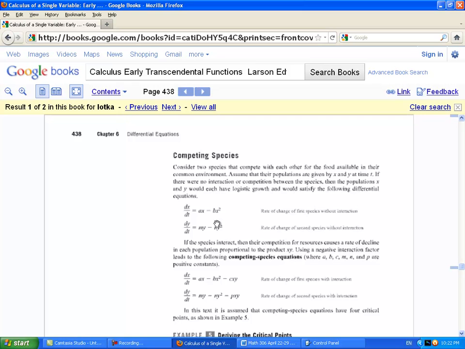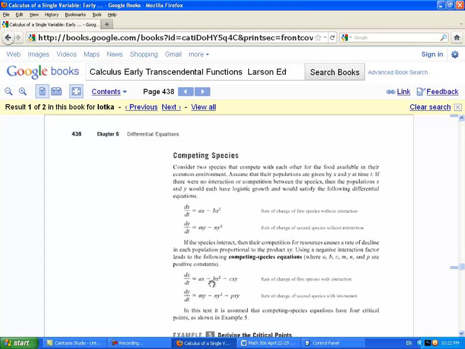Now suppose these two populations are competing, which means that the more x's there are, the worse it is for y. The more y's there are, the worse it is for x. That means that we add this other term here, which reflects that relationship. The more y's there are, the more negative this term is, so the larger effect this has on the growth rate of population x. The more x's there are, the larger this pxy term is, so the larger the effect on the growth of y.